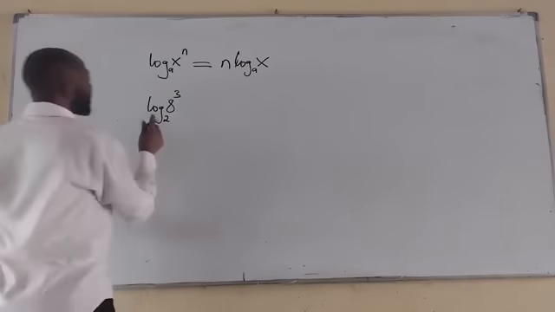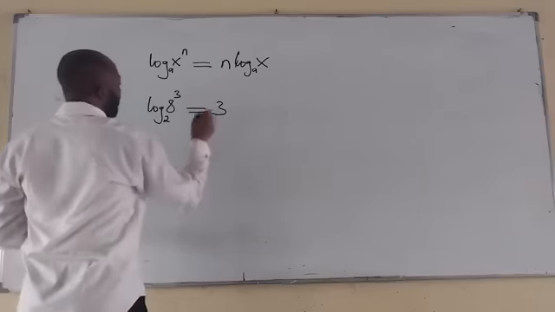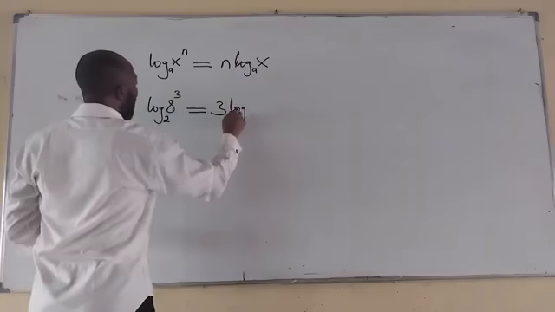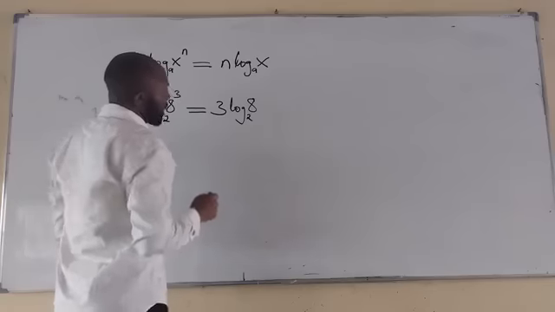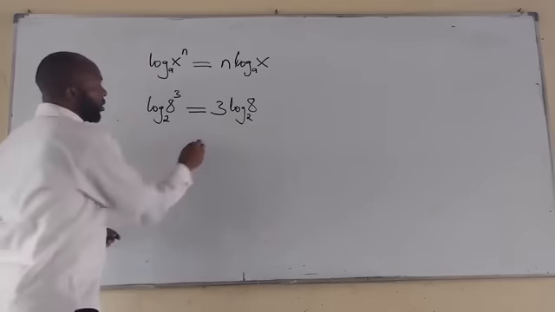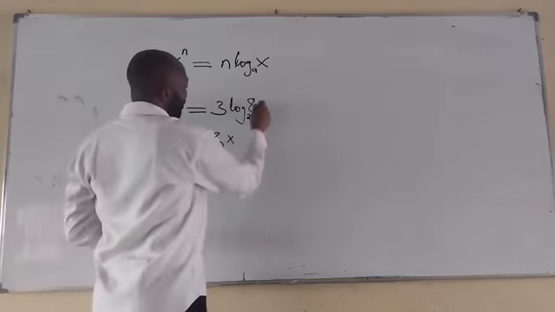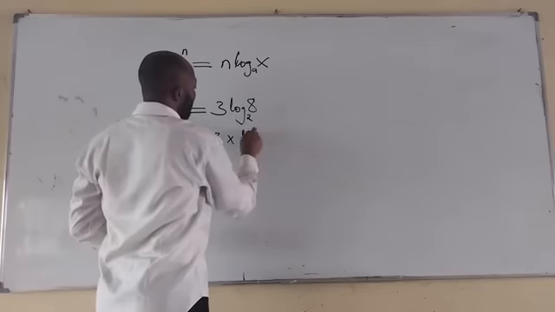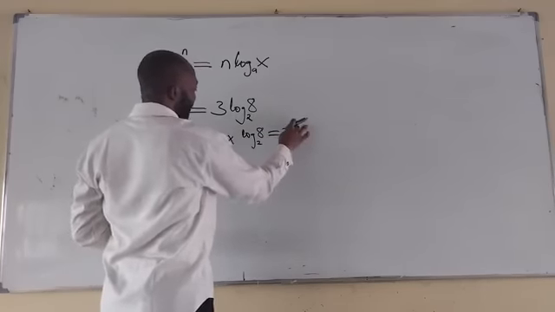So this can therefore become, the 3 will come in front, multiplied by the log of 8 base 2. Now, this isn't all. We have to proceed. This is my 3 times the log of 8 in base 2. Let log of 8 in base 2 be equal to x. I have to evaluate what x is.